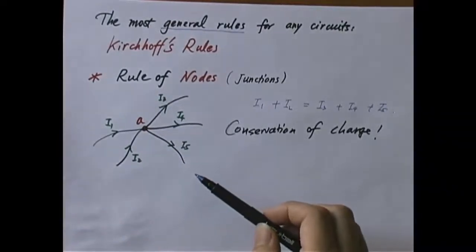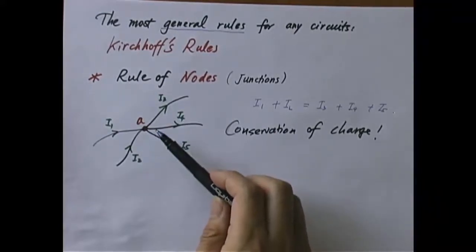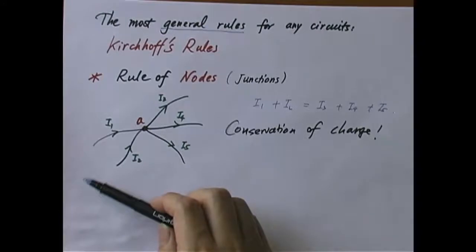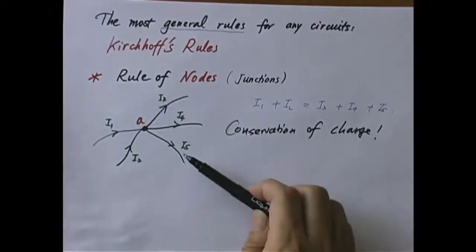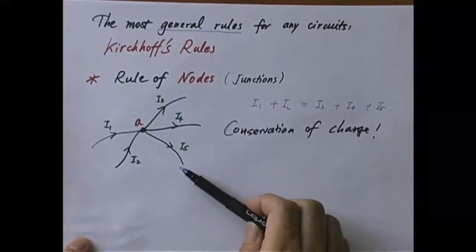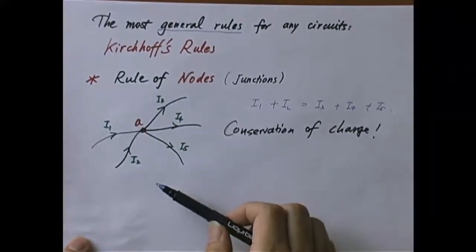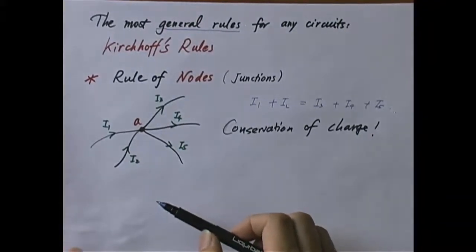And charges cannot be created on their own or destroyed mysteriously. So, you got charges flowing in. The only way to get rid of them is for the same amount of charge to flow out. So therefore, incoming currents must equal outgoing currents. Alright, this is the so-called rule of nodes. It's rooted in the conservation of charge.